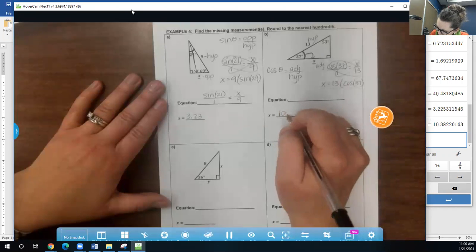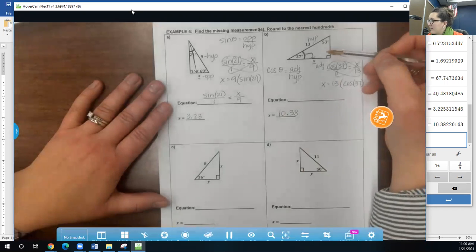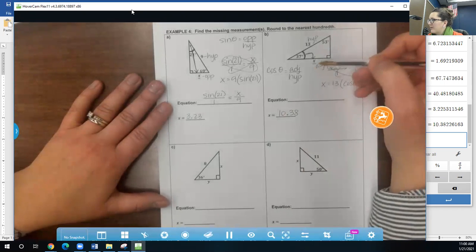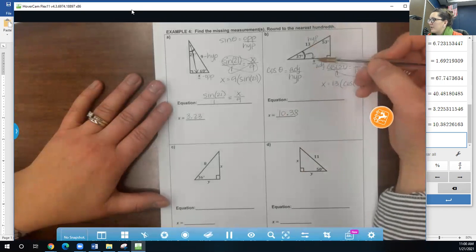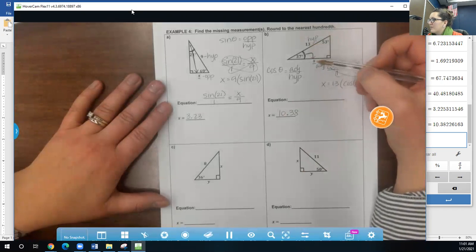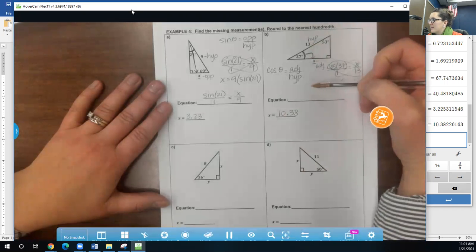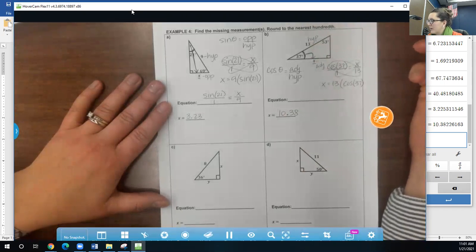10.38. So here's a tip. If I'm solving for a right triangle, I know that my numbers have to make a triangle, right? So I know if 13 is my longest side, because it's my hypotenuse, either of these two numbers has to be less than 13. So keep that in mind when you're plugging it in the calculator.